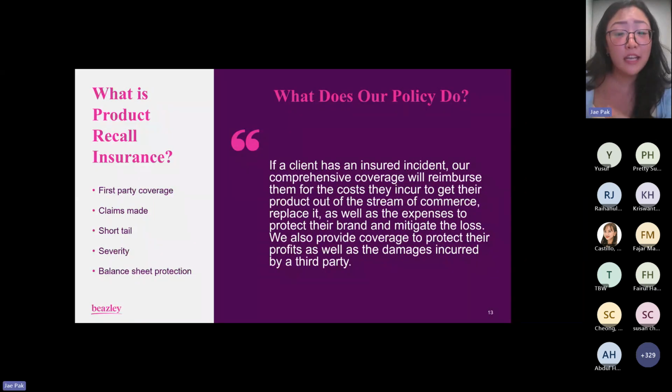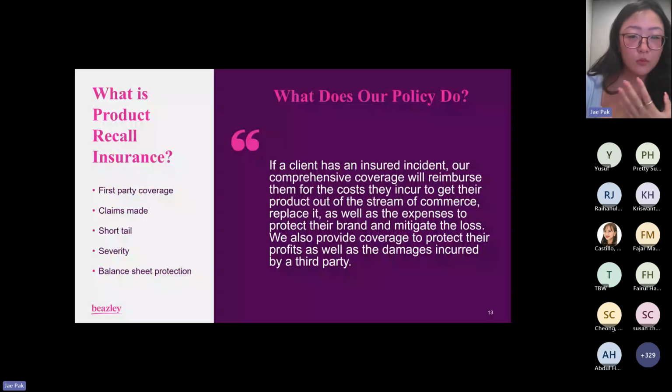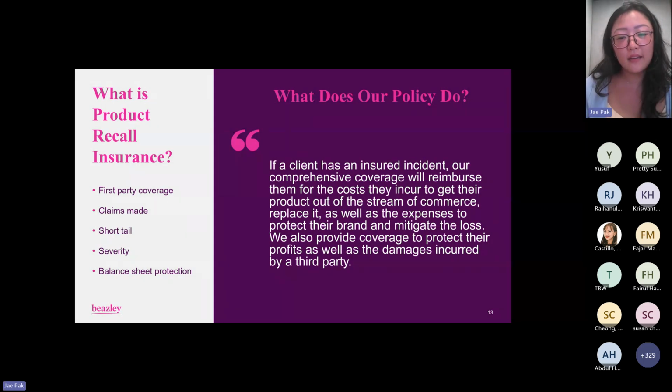It's claims made and a short tail, so typically the insured incident will occur and be discovered and reported during the policy year. Usually, claims are settled within 1 to 3 years. And coverage is severity based. Most clients aren't assuming that they'll have a recall every quarter. This is something they're hoping happens very infrequently, but when it does happen, it is catastrophic in nature. Again, this provides balance sheet protection because we're going to be reimbursing the insured for any financial loss they have due to an incident.